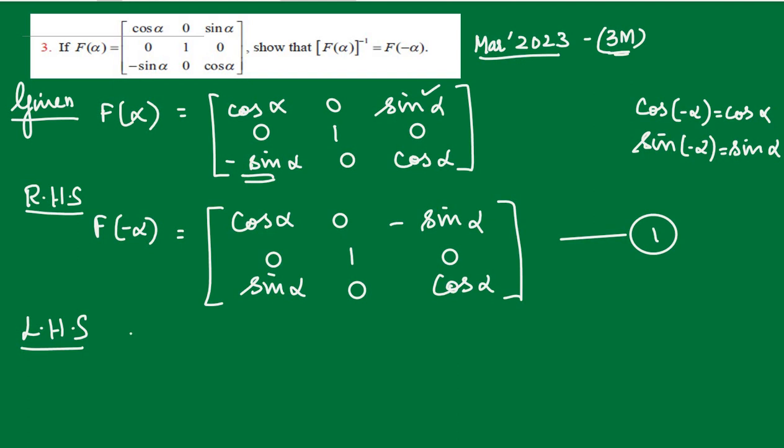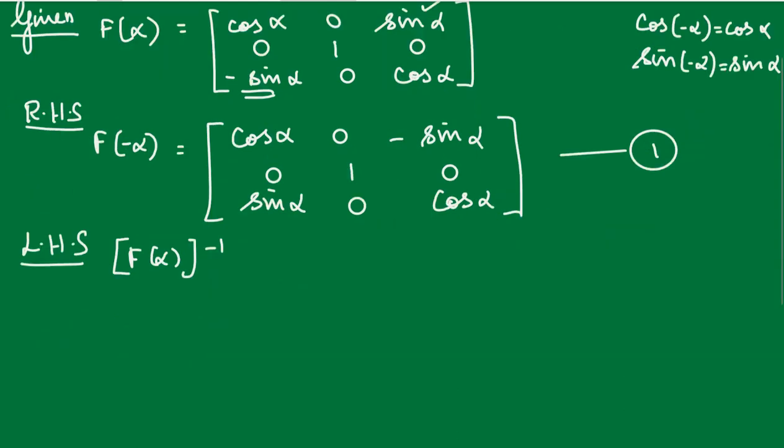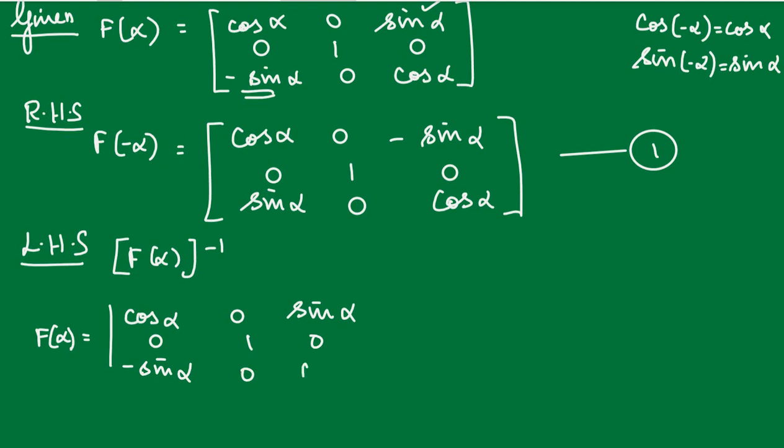In the LHS we are asked to find what is f of alpha whole inverse. To find f of alpha whole inverse, first we find what is the determinant value. Therefore, determinant of f of alpha will be equal to determinant of cos alpha 0 sin alpha, 0 1 0, minus sin alpha 0 cos alpha.